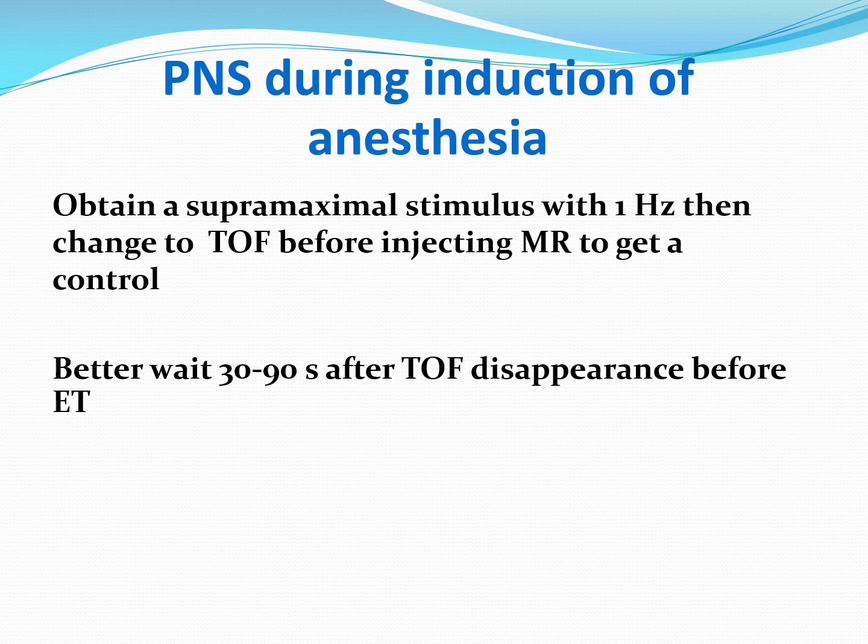It is better to wait 30 to 90 seconds after train of four disappearance before endotracheal intubation. So, to ensure adequate intubation, the train of four should have disappeared completely, and we have to wait about 1 minute at least.